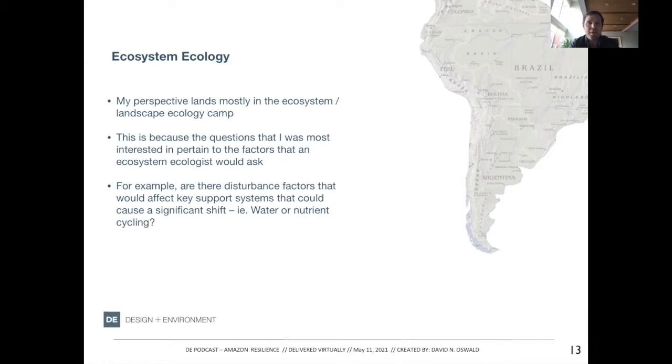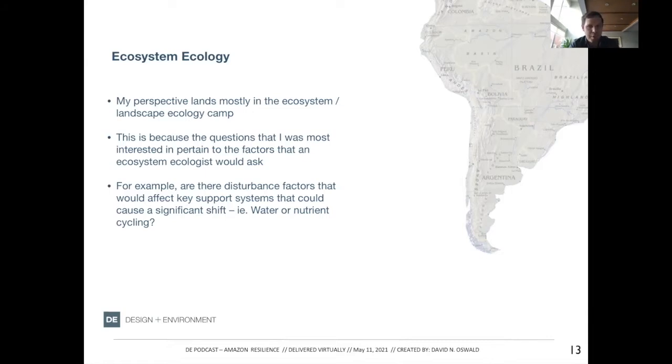This is because the questions that I am usually most interested in pertain to the factors that an ecosystem ecologist would ask: the impact of climate change, the impact of drought, the impact of different types of land cover change, and so forth, even fragmentation of landscapes. So, for example, are there disturbance factors that would affect key support systems that could cause a significant shift? That is the question I was trying to get at with this Amazonian problem: are there disturbances that would affect fundamental aspects of this system that could potentially cause a shift of the system?